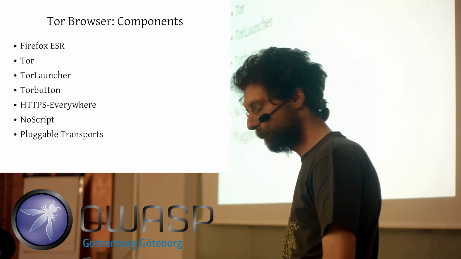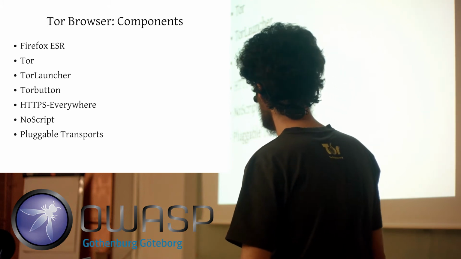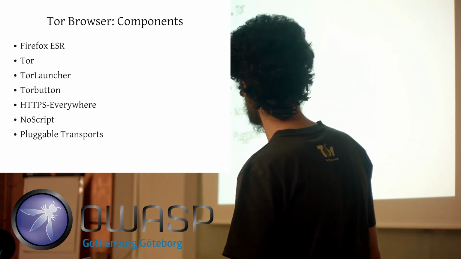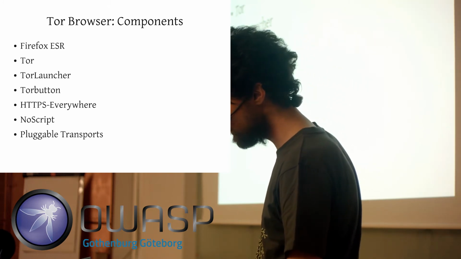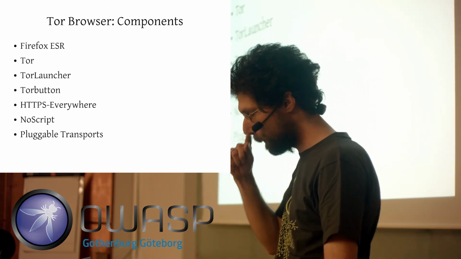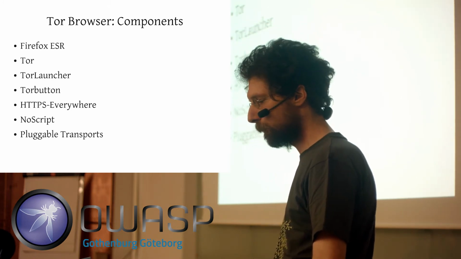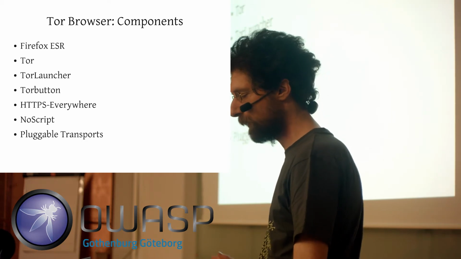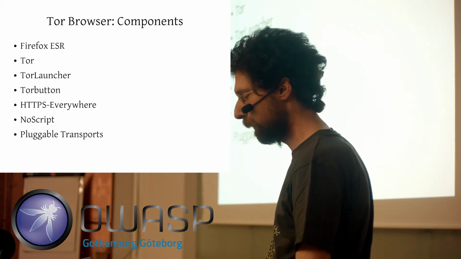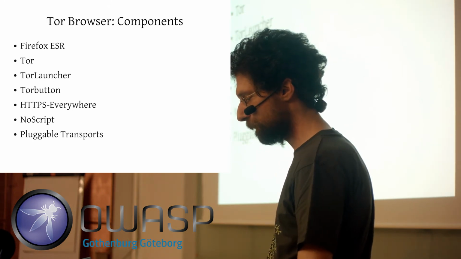Of course we ship Tor. Then we ship Tor Launcher, and as the name already says, that's the part of the Tor browser that is launching Tor and controlling Tor and talking to Tor. Then we have the already mentioned Tor button, which gives you some control over your privacy settings. It tells you that everything is okay with your browser and checks for updates and things.